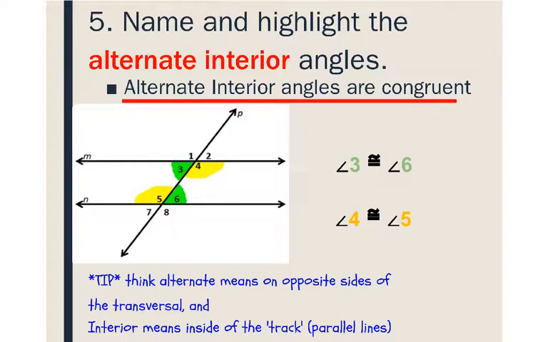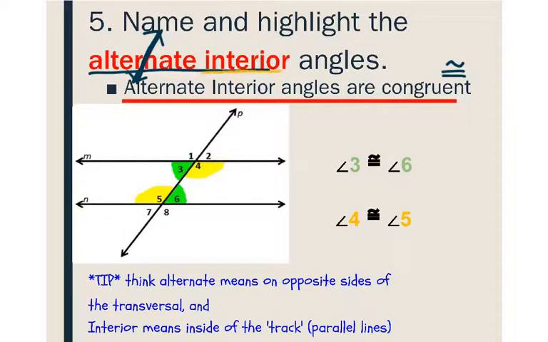Alternate interior angles are also congruent. What this means is, break it apart. Alternate, think opposite, like opposite sides of your transversal. So looking at angle 4 and angle 5 here, and I'm looking at my transversal P, angle 4 is on the right side of this transversal, angle 5 is on the left side, so they're on opposite sides of my transversal. So that's what I mean by alternate. So opposite sides.